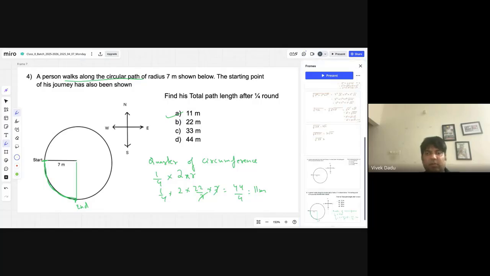Next, after fourth. Fifth. No. Sixth. Seventh. Seventh is about total path length. Achha, that's why more calculations are required.